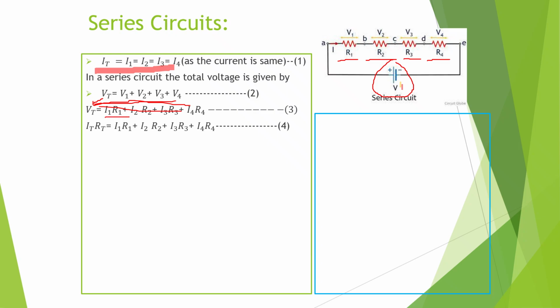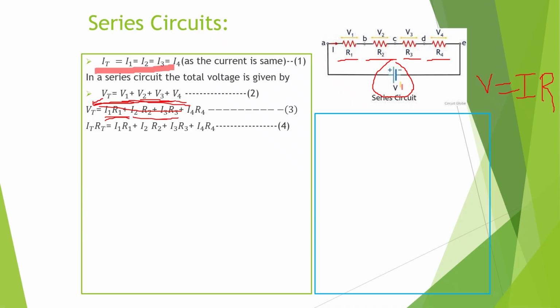How are we writing it as I1 R1? We know according to Ohm's law, V is equal to I into R. So for V1, I am writing I1 R1. For V2, I am writing I2 R2. For V3, I am writing I3 R3.